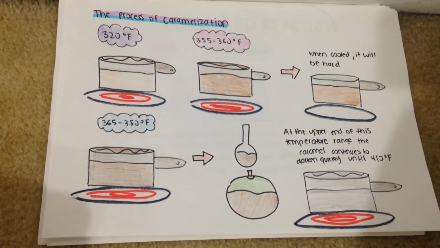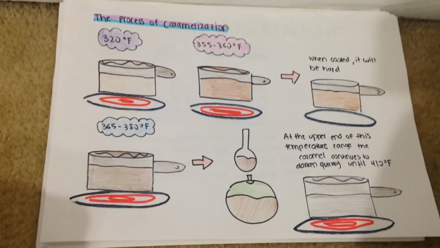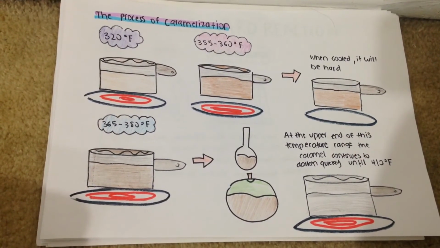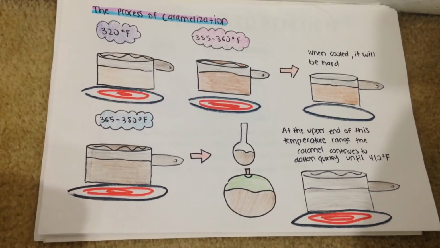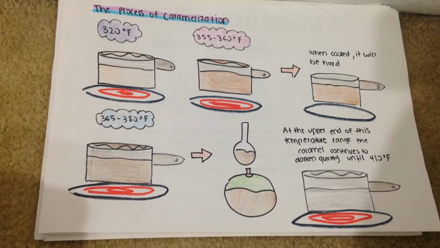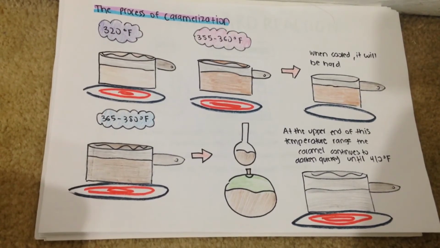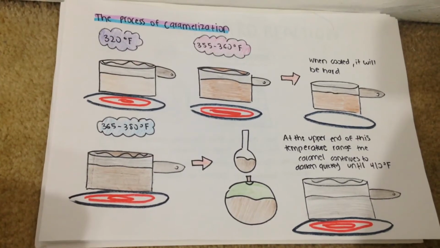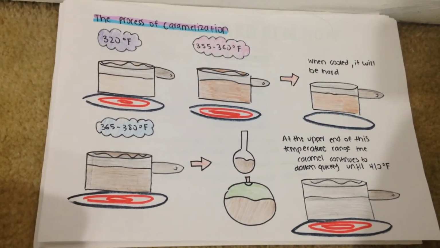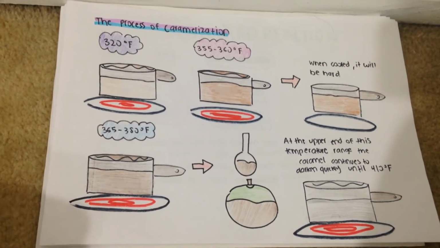texture. At this temperature, cream, butter, and vanilla are often stirred into the caramel to stop browning and create caramel sauces and candies. At the upper end of this temperature range, the caramel continues to darken quickly until it reaches about 410 degrees Fahrenheit. At that point, it's known as black caramel, which is less sweet and more bitter tasting.